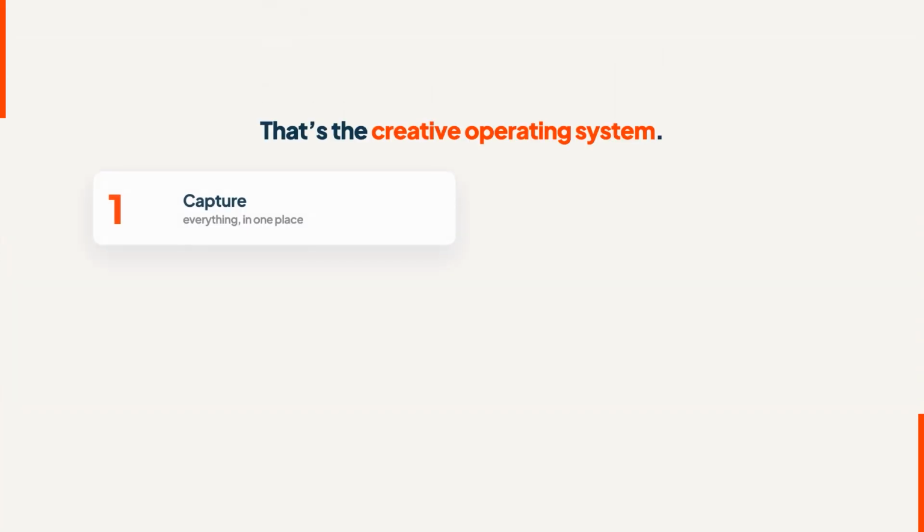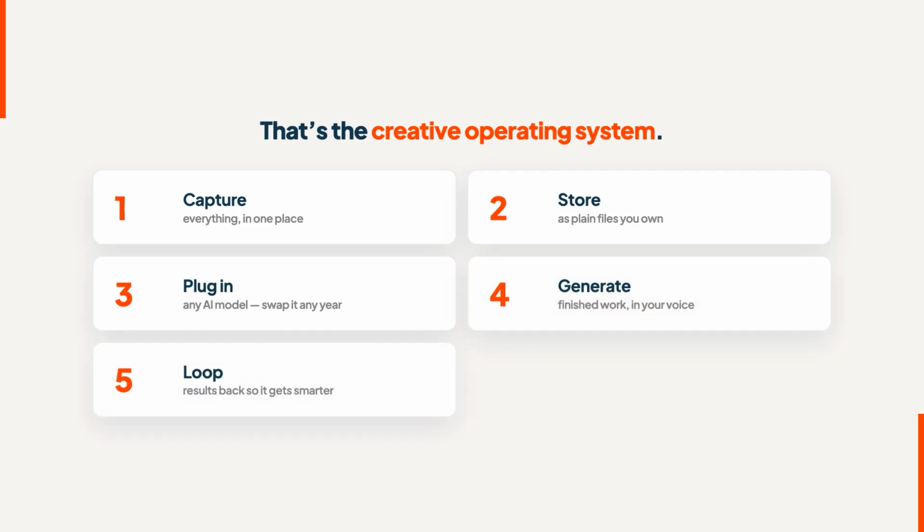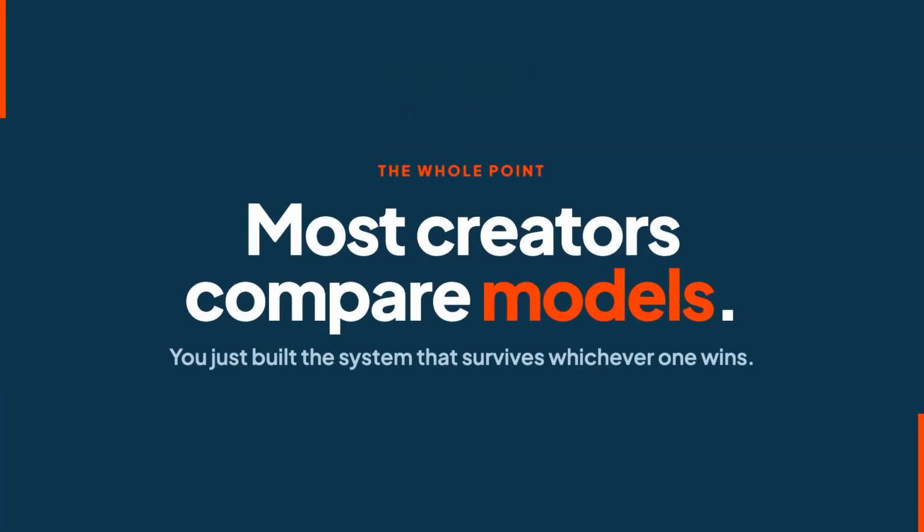And there it is. That's the AI creative operating system. Capture everything, keep it as plain files you own in your computer, plug in any AI model, turn it into finished work, and loop the results back so it gets smarter. Most creators spend their time comparing models. You just built a system that survives whichever one wins.